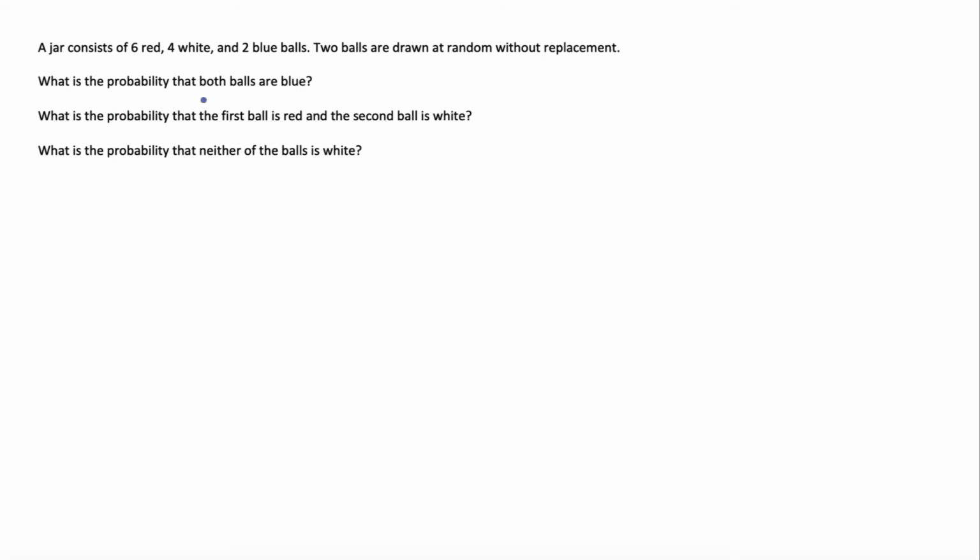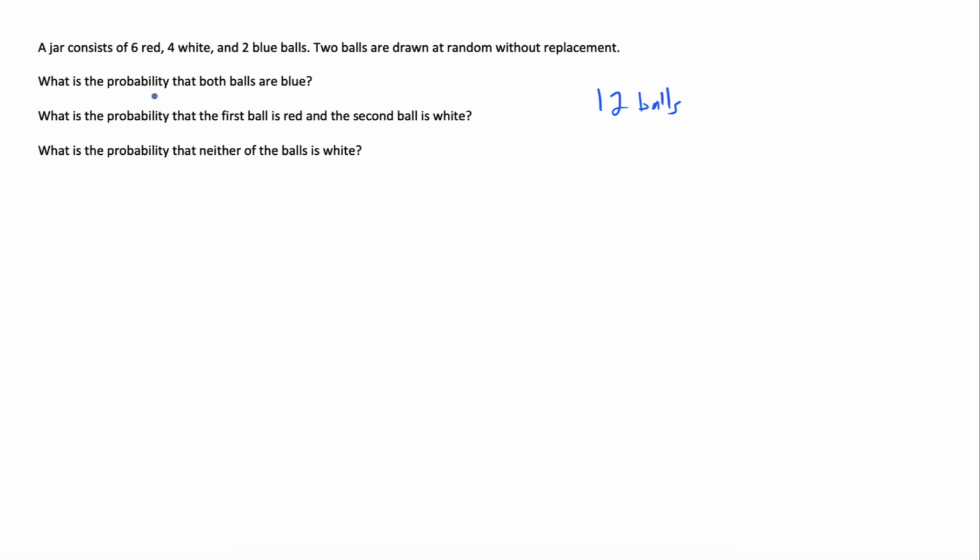What is the probability that both balls are blue? What is the probability that the first ball is red and the second ball is white? And what is the probability that neither of the balls is white? Okay. All right, so remember, these are 3 separate questions, right? We're just going to answer these in terms of this setup right here. Okay, so just by counting these, we can see that there are 12 balls in the jar, right?